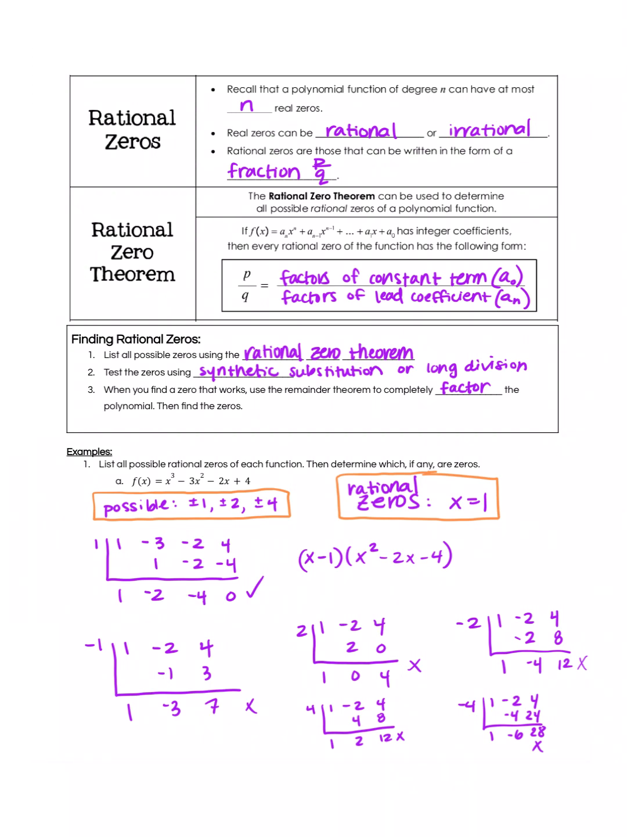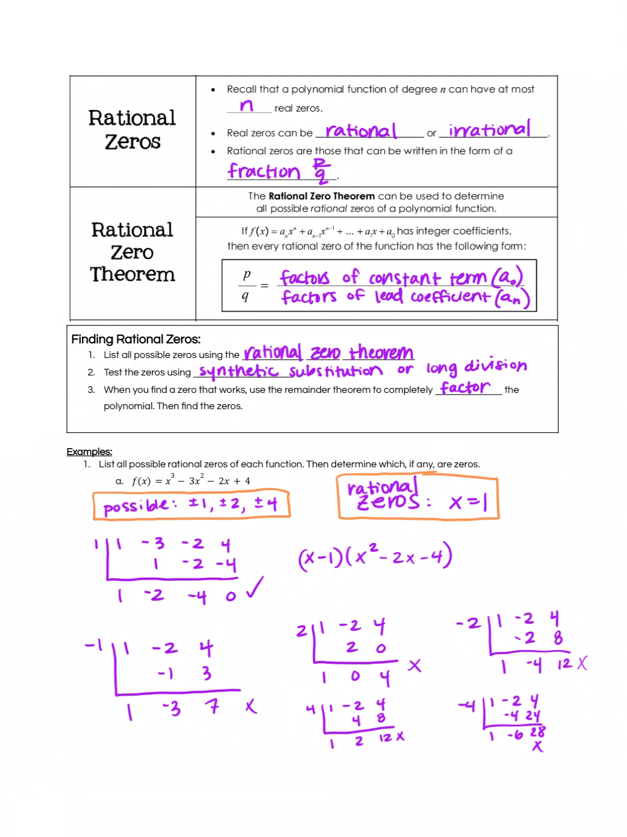So this first example, or only example rather: list all possible rational zeros of the function, then determine which, if any, are zeros. So we first list the possible, so we're looking at all of the factors of our constant term, which is 4. So 4, 2, and 1. And then we're going to take those numbers and divide by all the factors of our lead coefficient term there of 1. So since the only factors of 1 are 1, this is a nice one.